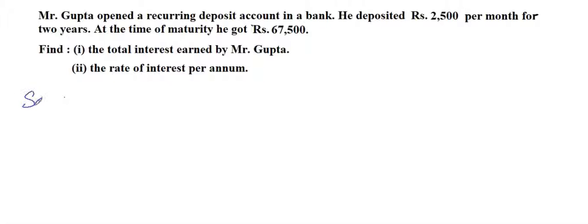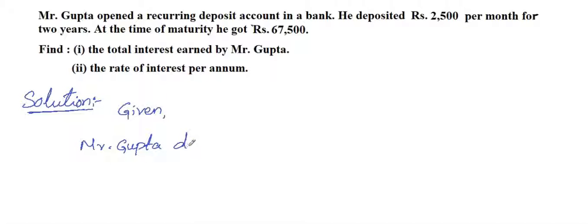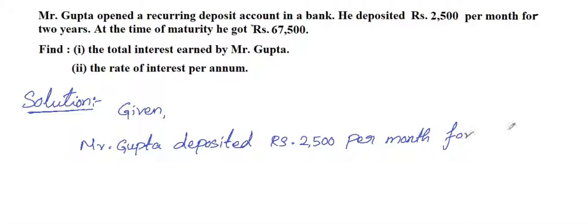First, write down the given details. Given that Mr. Gupta deposited the amount 2500 per month. So Mr. Gupta deposited rupees 2500 per month, and the timeline is 2 years. So write down that as well. So Mr. Gupta deposited rupees 2500 per month for 2 years. So 2 years is equal to 24 months.